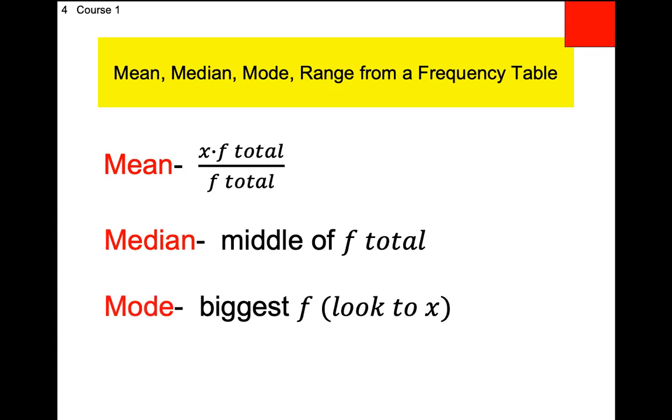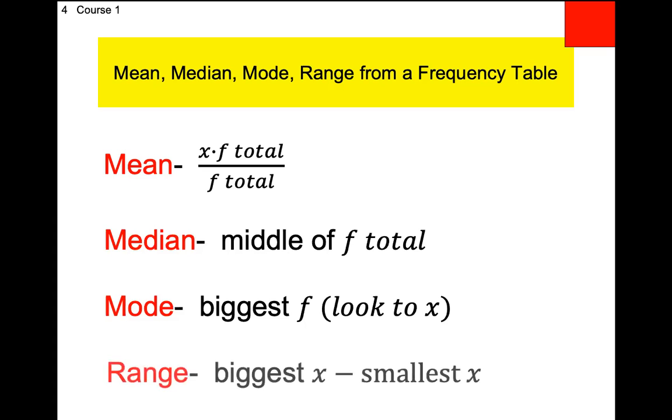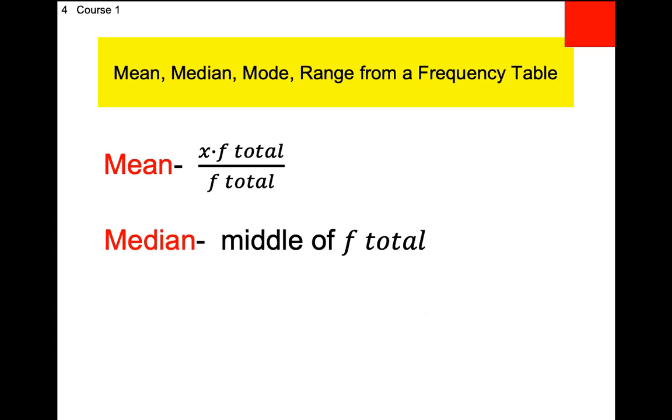The range is easy. You find the biggest number, you subtract the smallest number. So you look at the X column and you find the biggest number and subtract the smallest number. Sorry, I said column, I meant number. Lastly, I'm sorry, I was thinking range. I just gave you the definition of range.